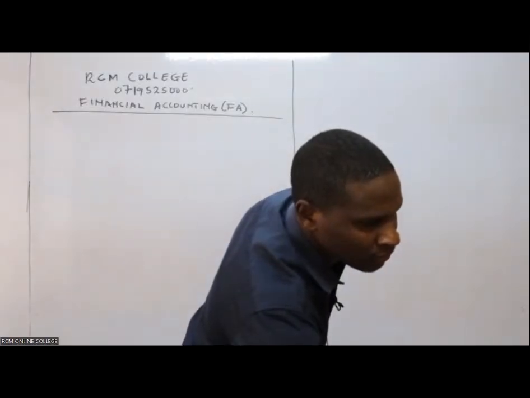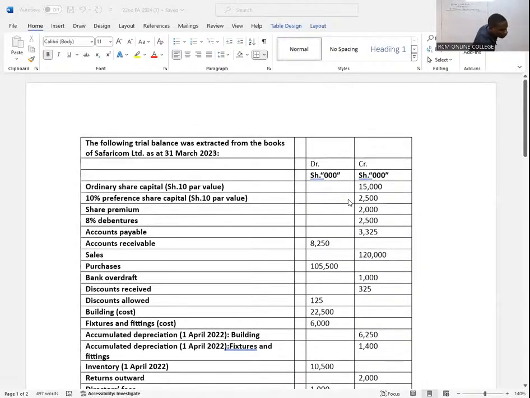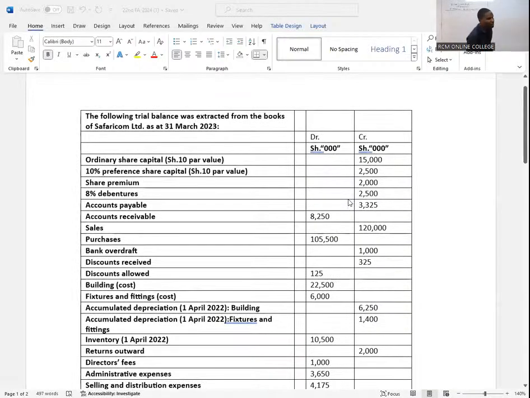some work here. I want to share with you this work, which is very important for us. The following trial balance was extracted from the books of Safaricom Limited as at 31st March 2023. Good. We have debit and credit side, you can see.